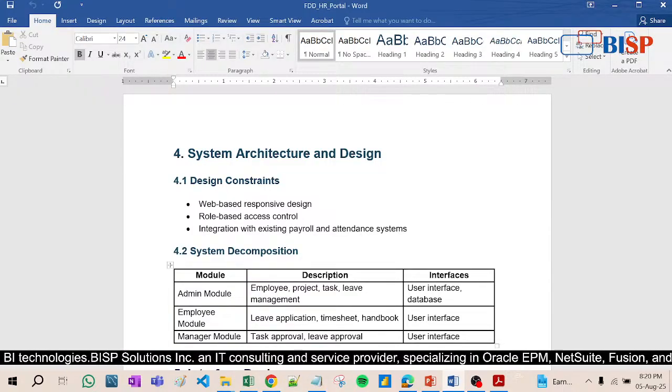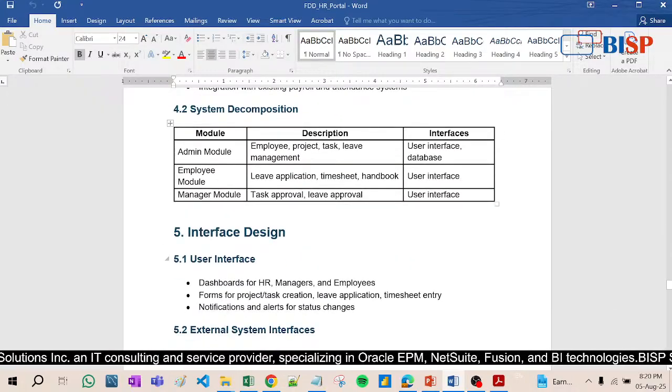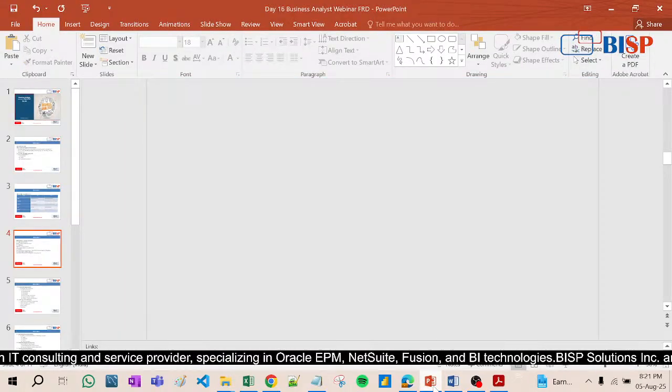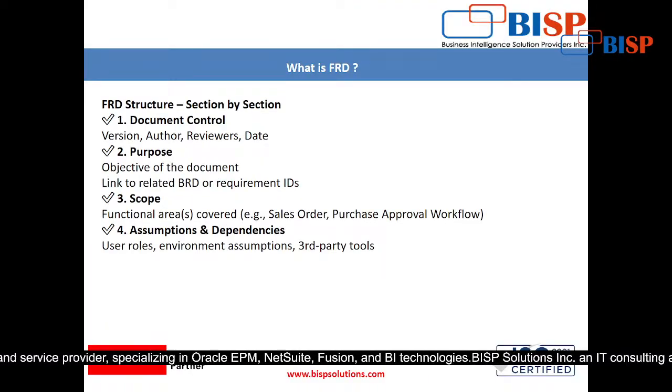Then you will see system architecture and design, design constraints, system decomposition, right? Then you will see the interface design. So all these things are there in the functional requirement document. Okay, so now let's move ahead. First of all we will see all these points and then we will again jump to the document. Clear?